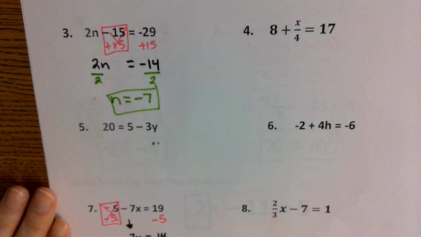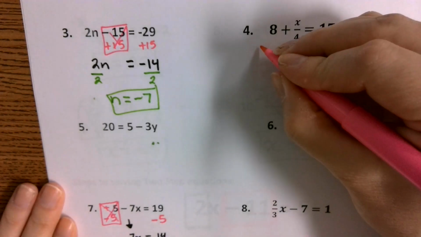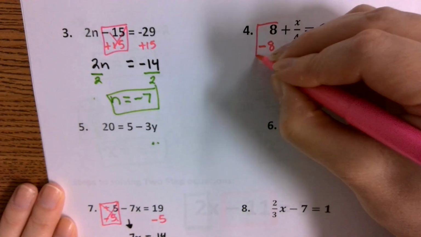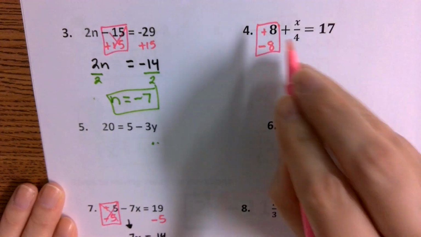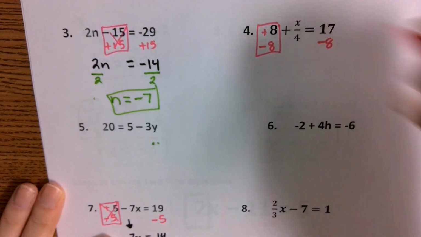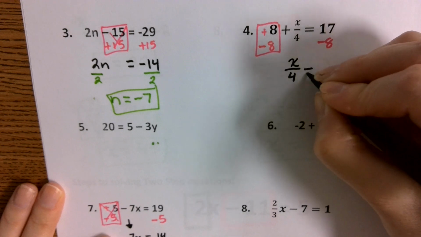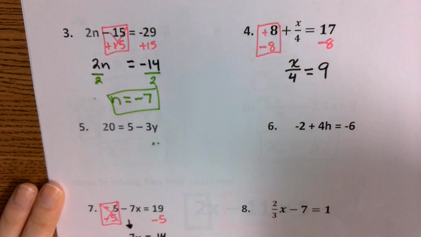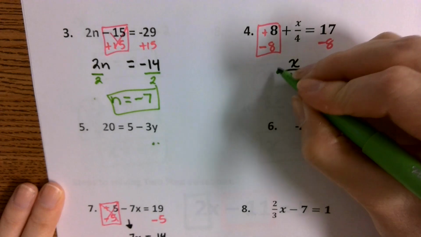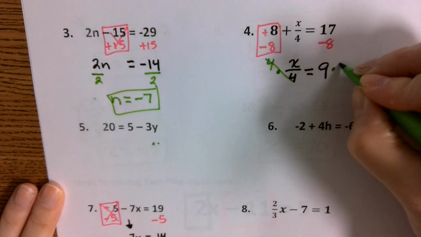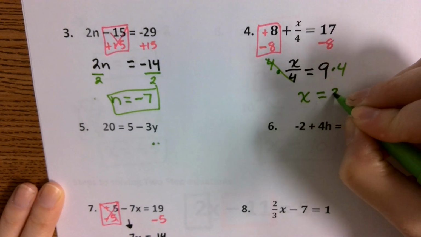Okay, for problem number 4, first thing that we're going to do is subtract 8 from both sides. This was a positive 8, so we're going to go ahead and subtract 8 from both sides. That's going to leave us with x over 4 is now equal to a positive 9. We would then go ahead and multiply both sides by 4. We're going to get x is equal to 36.